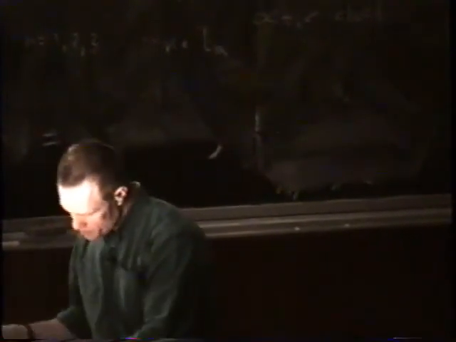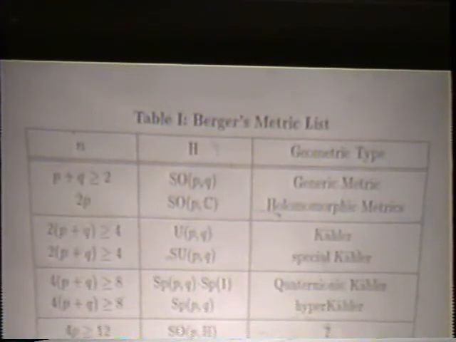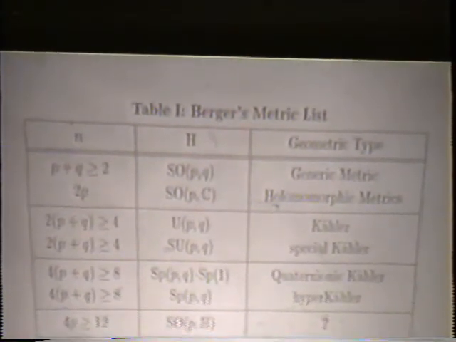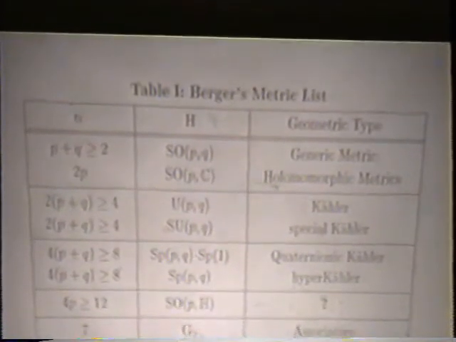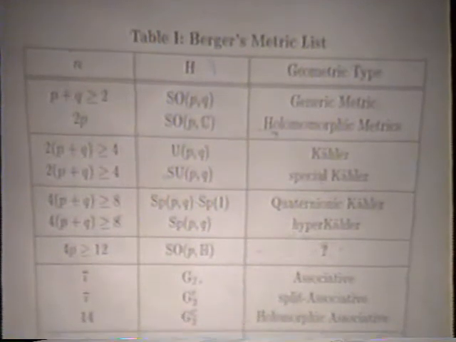I wanted to just put up a couple of tables. I know tables are the sort of thing that makes one's heart sink in a talk like this. I'm not going to expect you to remember the whole thing. I just want to point out that I call this the Berger metric list. When Berger did the classification, he wrote down the examples that preserved a quadratic form and the examples that didn't preserve a quadratic form that acted irreducibly. And these were the ones on his list.